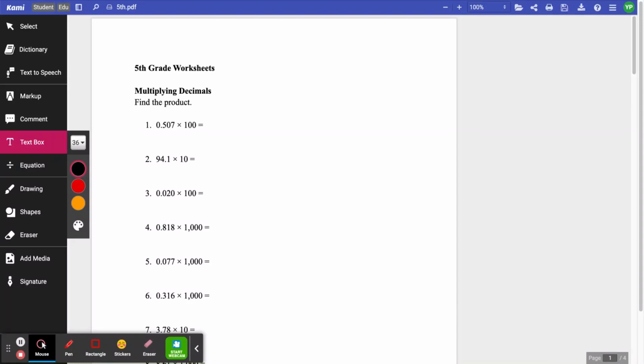Today we'll be learning about multiplying decimals, addition, rounding, and division. And we're going to be starting off with multiplying decimals. For this lesson, we're not going to actually be doing any multiplying, but we're just going to be looking at tens, 100, 1,000, 10,000, and so on.